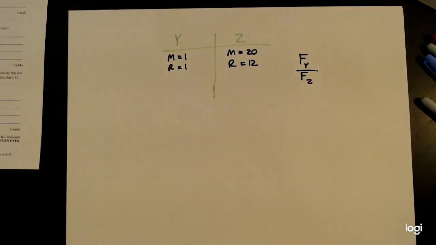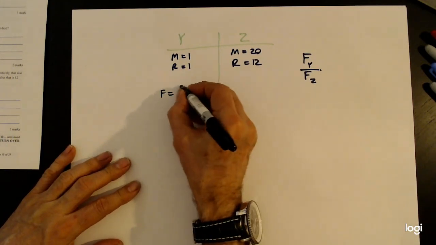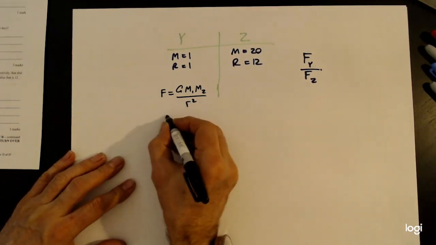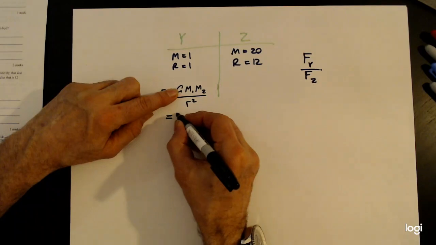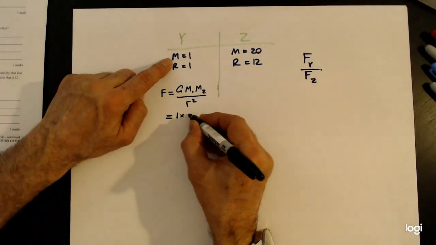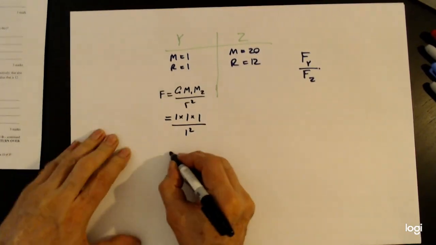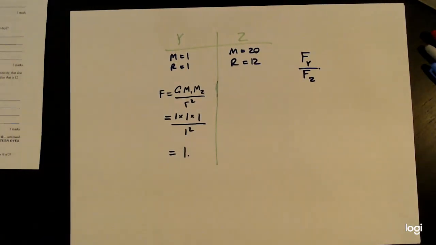This is my way to do it. So you've got my way and you've got TSSM's way. Here it is for what it's worth. The force is going to be G m1 m2 on R squared. Everything that doesn't change, I'm just going to call it 1. So G is 1. The mass of Y is 1. The mass of the star is 1. The R is 1 squared. So believe it or not, that comes to 1. This just keeps everything as easy as possible.